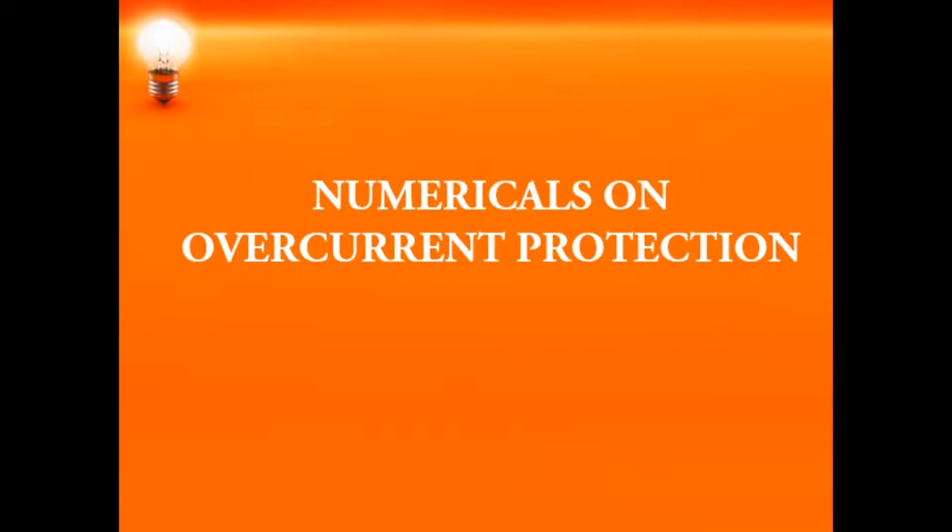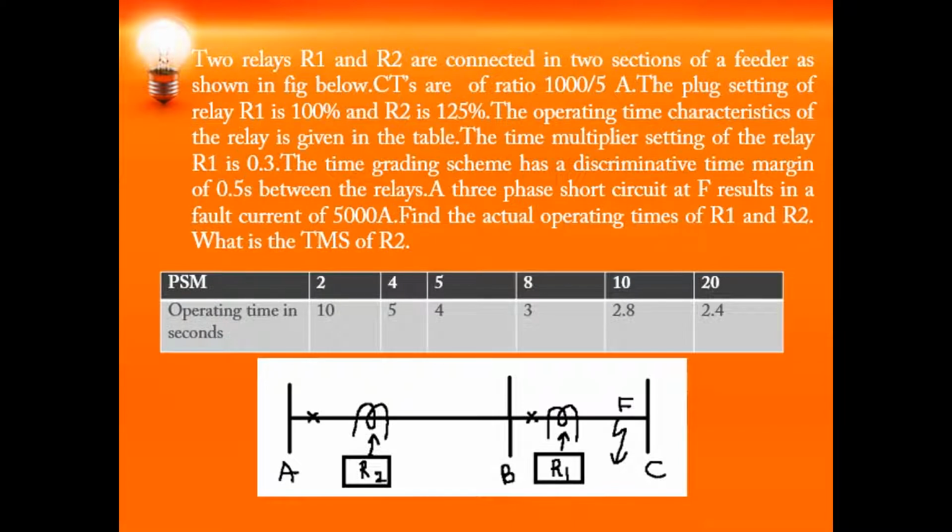Welcome to the second session on numericals of overcurrent protection. So the question goes like this. Two relays R1 and R2 are connected in two sections of a feeder as shown in the figure below. CTs are of the ratio 1000 by 5. The plug setting of relay R1 is 100% and relay R2 is 125%. The operating time characteristics is given in the table.